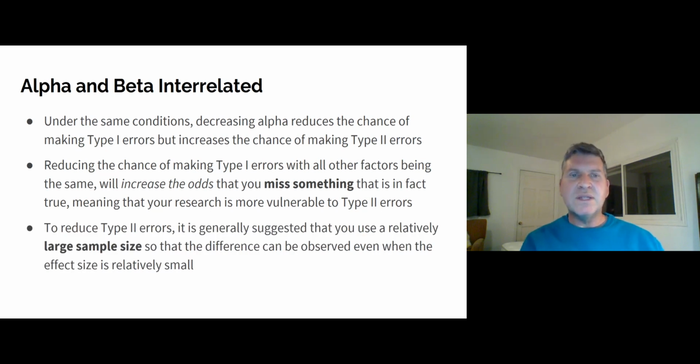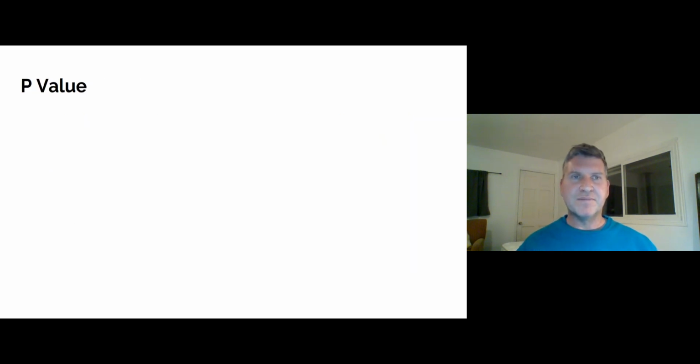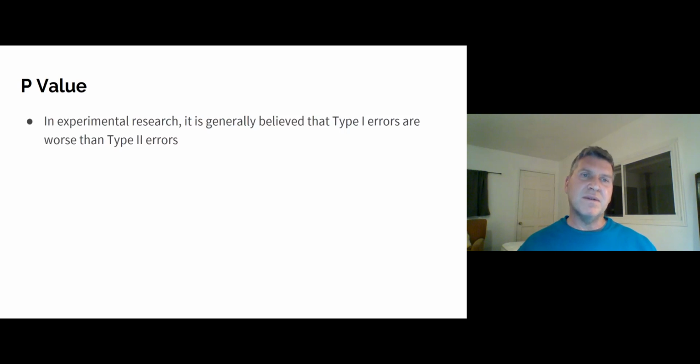So how do we reduce these? Well, it's generally suggested that we use a large sample size. When the effect size, meaning what is different between the two samples, is small, if we have a large sample size, we're able to detect that. This gives more credence to the fact that what we observe in the difference is actually representative of the population. So let's talk about p-value.